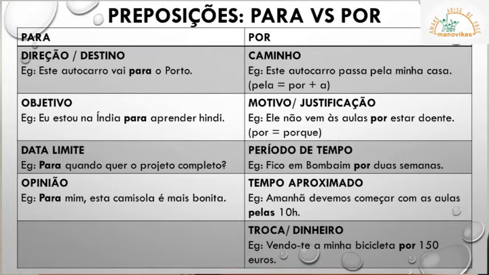Opinião. Para mim, esta camisola é mais bonita. Okay? By comparing 2 things, for example, a pink one and a blue one. For me, the blue one is more beautiful. So, para mim, in my opinion, the blue one is more beautiful. For example, for you, maybe the pink one or the red one is better. Right? So, in my opinion, para mim, you say para.